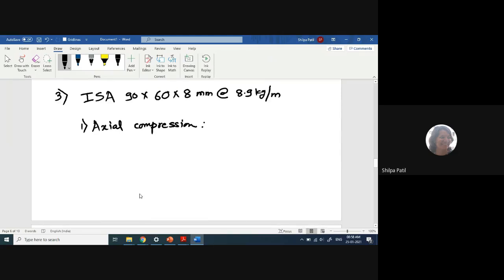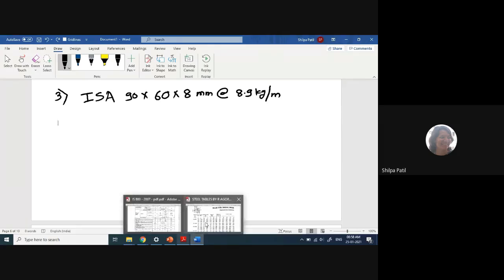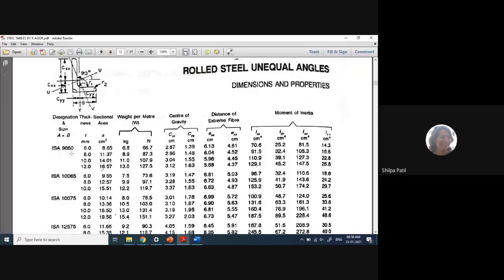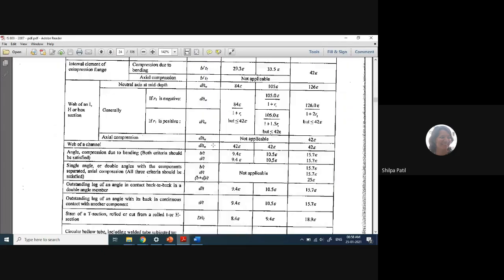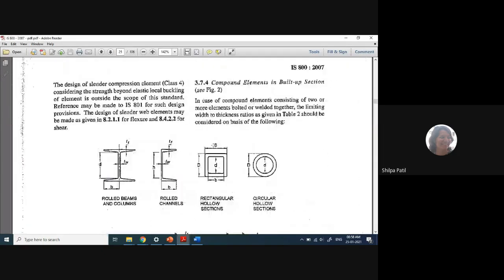I will first write down the B, D and T values. So what is my B value? I will go to the steel table here. In the steel table, it is given as A and B, whereas in IS 800, B and D values are given.